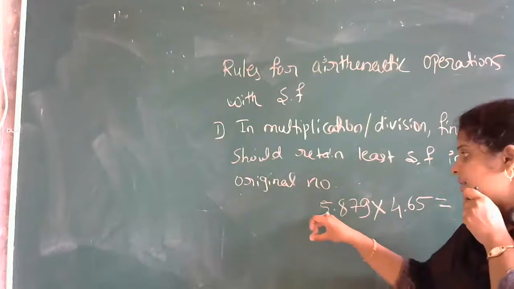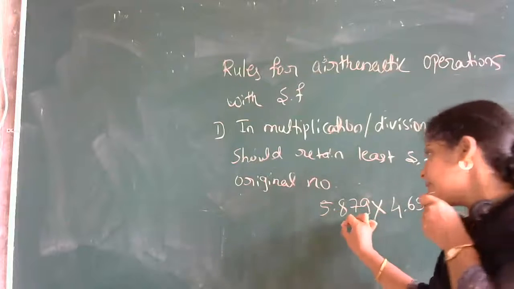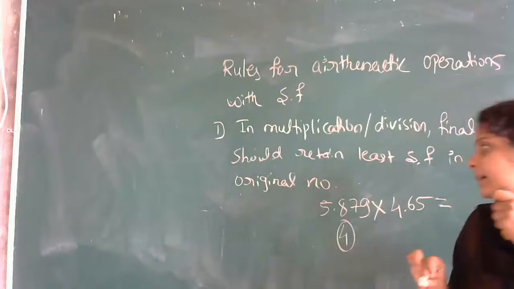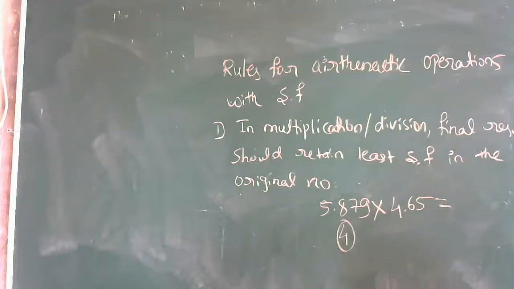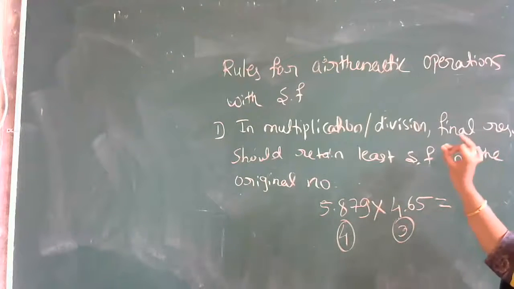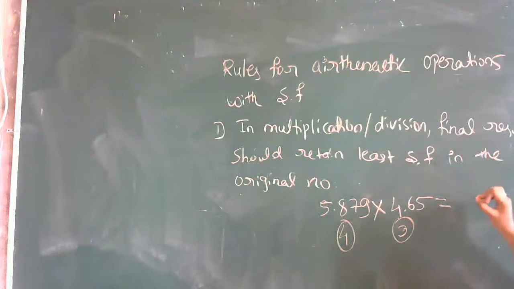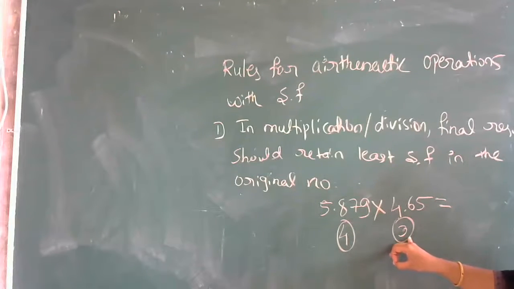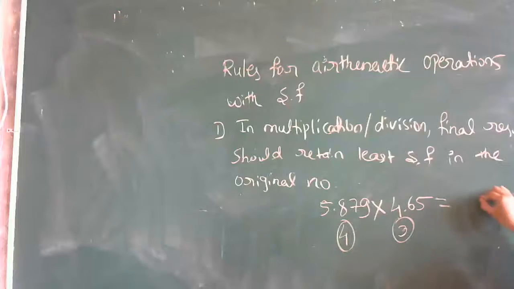So this is 1, 2, 3, 4 significant figures. Next, what is the significant figure? It is 1, 2, 3. According to your statement, your answer should contain the least significant figures. Suppose the answer you will get is 27.33735.